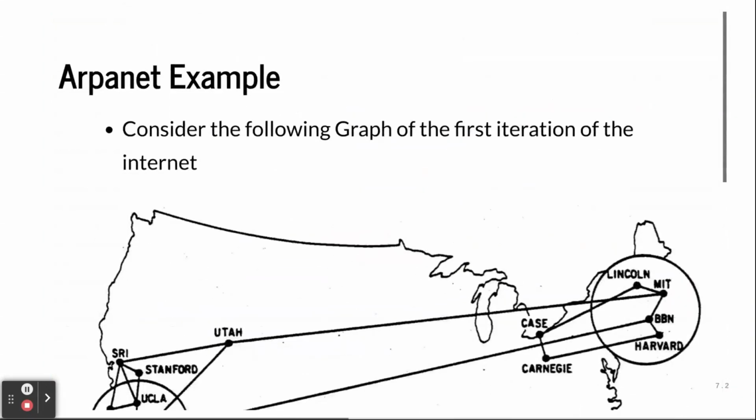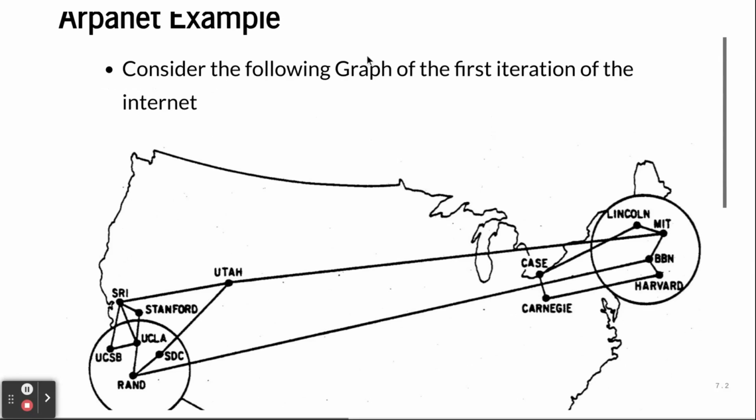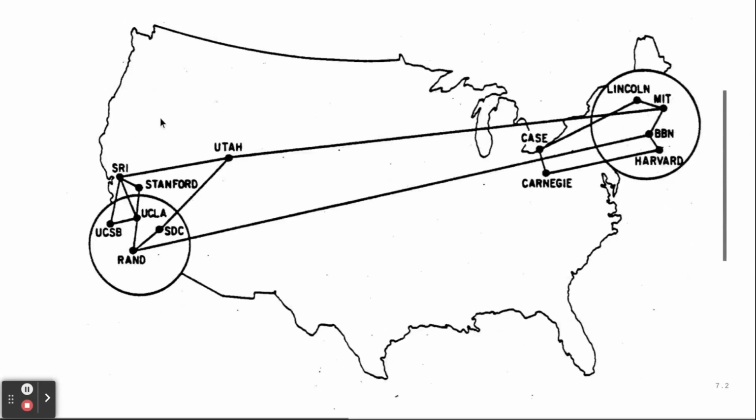So let's consider an example. Below here, we have a map of the continental United States, and overlaid on top of this is a graph or network of something known as ARPANET. Now, this was developed before the days of the modern internet, and in some ways can be thought of as a precursor to the internet.